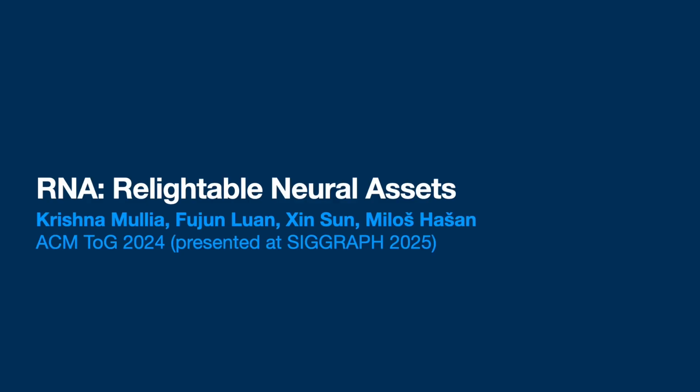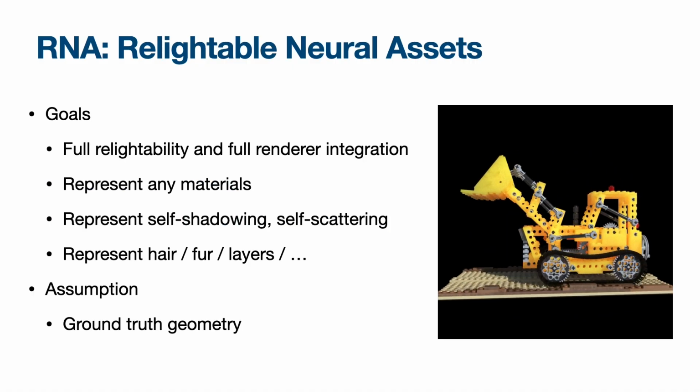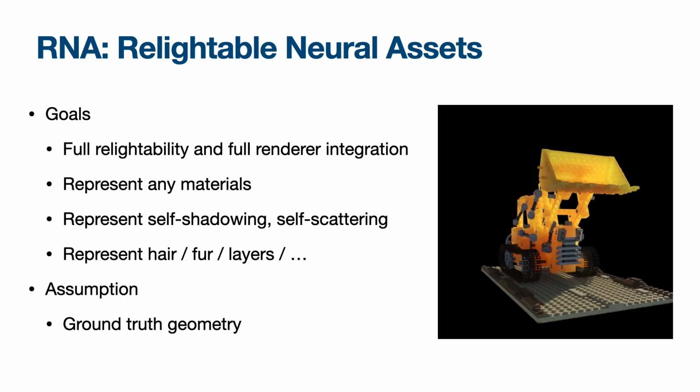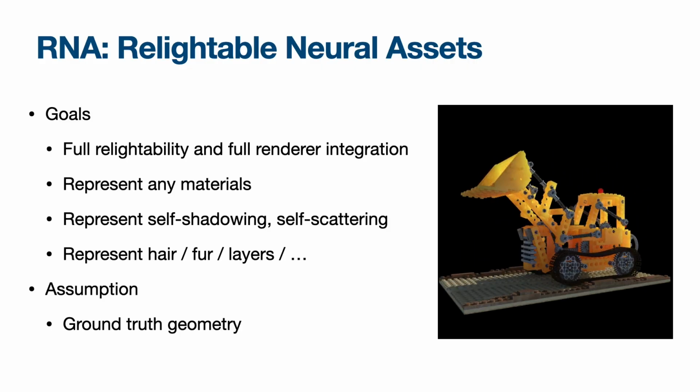So, the first thing I want to talk about is RNA, Relightable Neural Assets. When we started this work, we wanted something with full relightability, any material, all the shadowing, subsurface scattering, hair, fur layers. Actually, you can see this Lego. It's the old NeRF Lego, but we made it translucent. You can probably not notice that, just to make the point that we can handle subsurface scattering, among many other things. But we assumed the geometry is given from somewhere else, because the problem is hard enough even with that assumption.